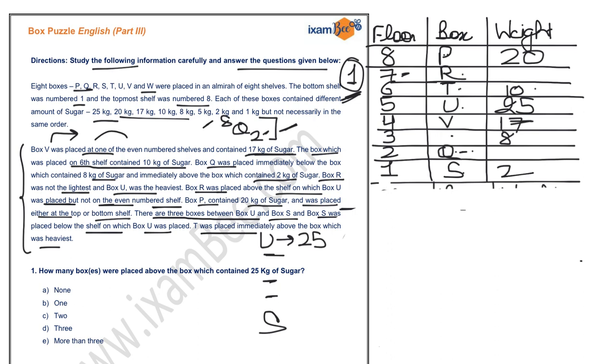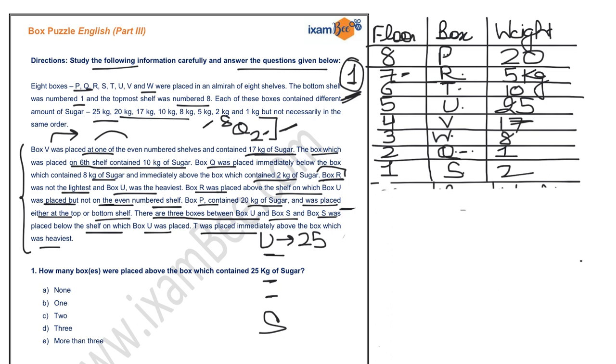Now the only space left is for W, that is at position number 3. So you can write W over here, right? Now you know that box R was not the lightest. Here it is given that box R was not the lightest. If this is the condition, then you know that your Q was the lightest. So you can write 1 kg over here and box R will contain 5 kg. Now this is your arrangement.